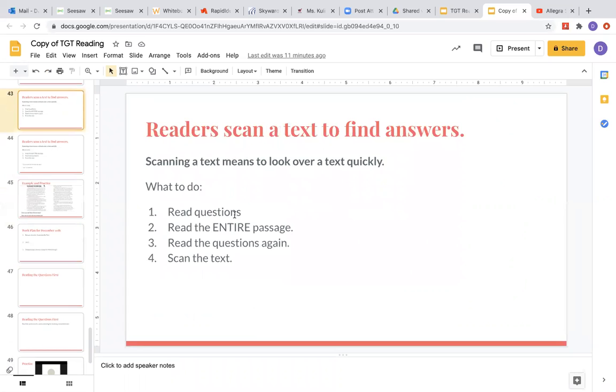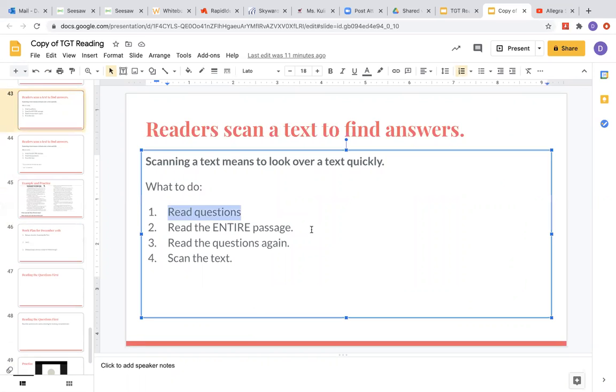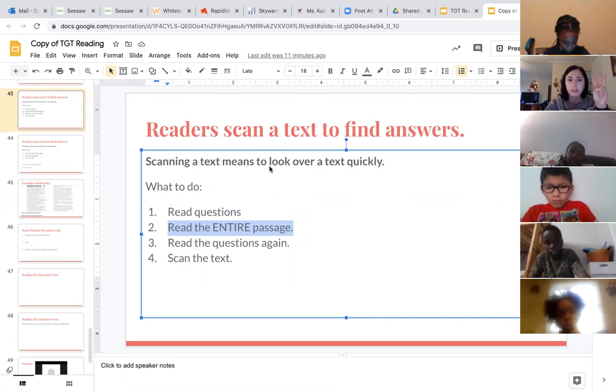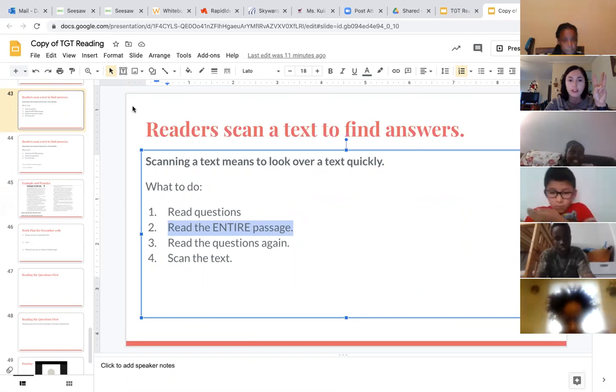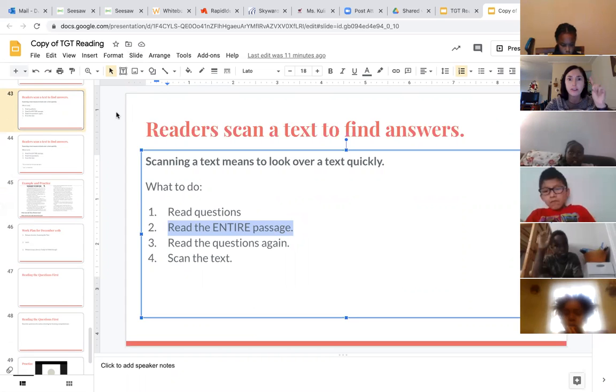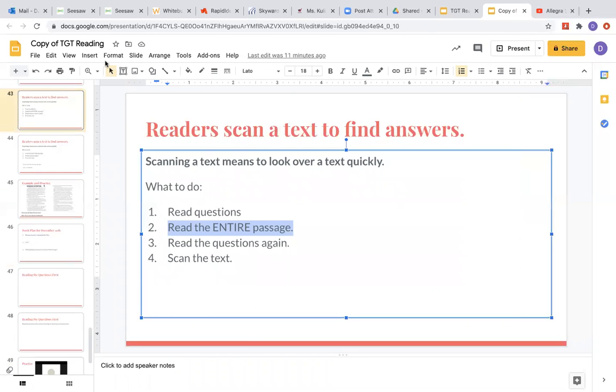Okay, so we did number 1. We read the questions. We did number 2. We read the entire passage. Someone raise your hand. What is number 3? What's our third step today? What do we need to do? What is number 3 on my page? Raise your hand if you know what number 3 is. Guys, it's right in front of your face. Susan, what's number 3?